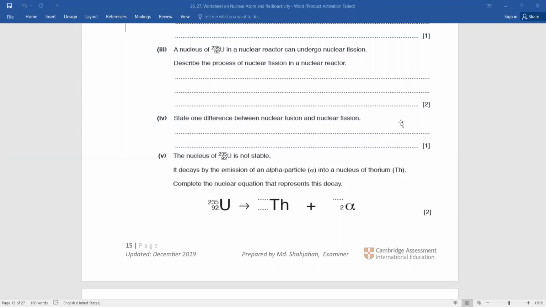The nucleus of uranium is not stable. It decays by the emission of an alpha particle into a nucleus of thorium. Complete the nuclear equation that represents this decay. U arrow. Sir, do we have to balance it? Yes, kind of balancing the number of nucleons and number of protons. You have to balance. Mass number and atomic number you have to balance. Okay, sir.